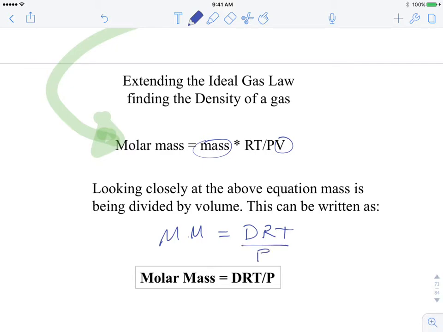Some people like everything in the numerator, so you could do molar mass times pressure equals density times R times T. I call it my dirt equation, P equals DRT. So that might help you. This is my dirt equation.